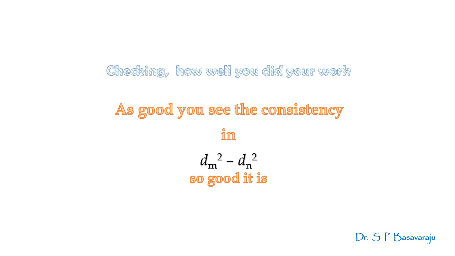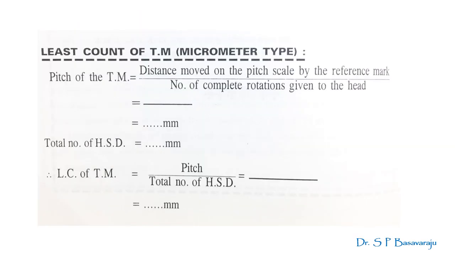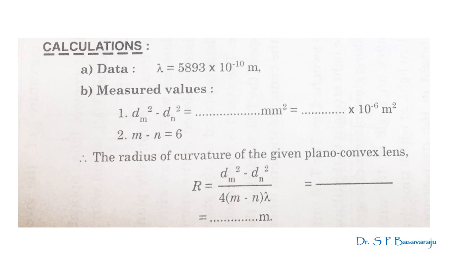Now, as an aid for your reference, I am providing here some more information in the next few slides. You can understand the basics of the experiment by going through the matter given here. This is continuation of the previous page displayed earlier to this slide. This is the figure for the setup. As mentioned here at the top, this is how the least count of the TM is calculated. Finally, about how you calculate R, the radius of curvature of the lens given to you.